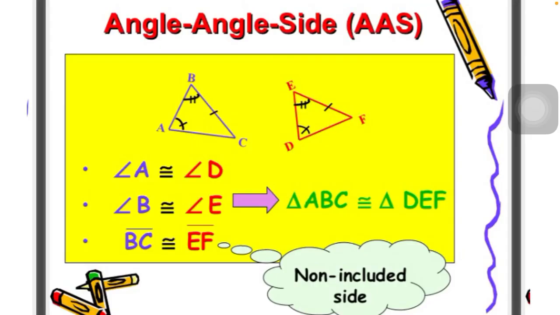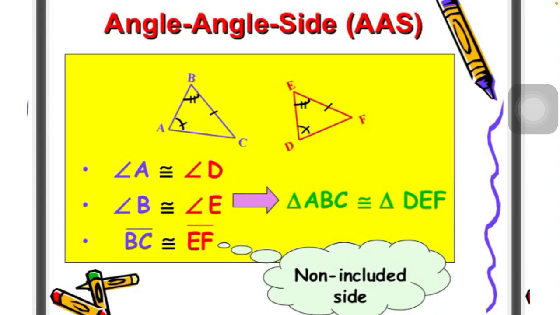Now the next one is AAS rule, everyone. AAS, the name suggests two angles and one side. But there is a slight difference between ASA and AAS. What can it be? Yes, it can be the side. Because in this one, two angles are given equal, but the side is not included in it. So yes, when the side is not included in the two given angles, you can apply AAS.